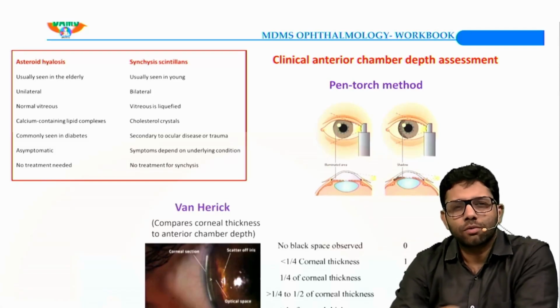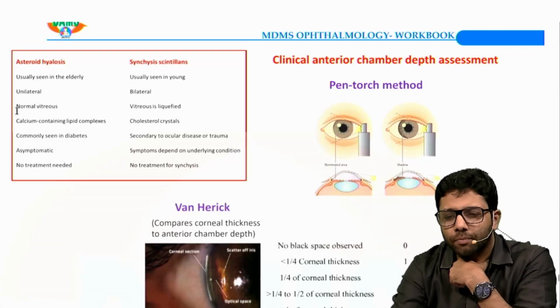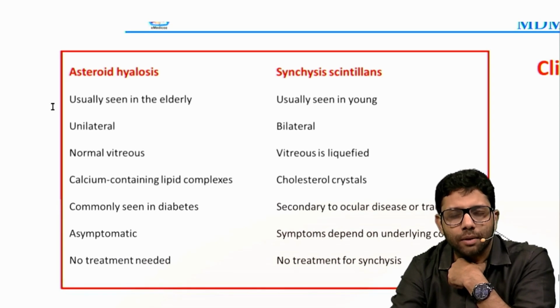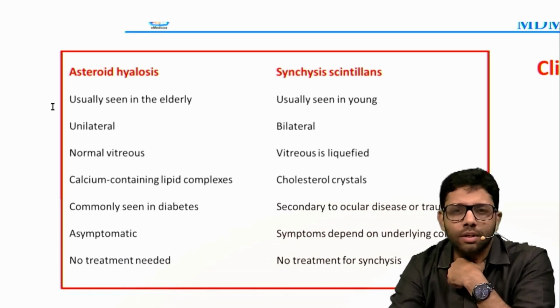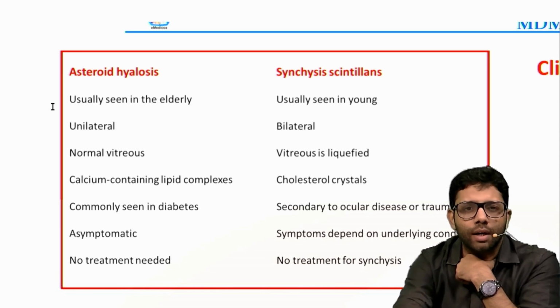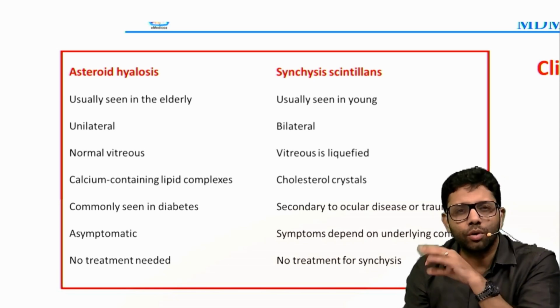So this page of the workbook is the first difference between asteroid hyalosis and synchysis scintillans. No pictures can be asked in this. That is for 100% sure. Now, asteroid hyalosis is, what do you want to know, some differences?